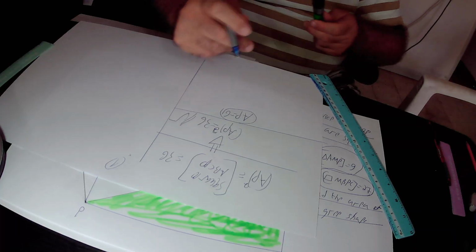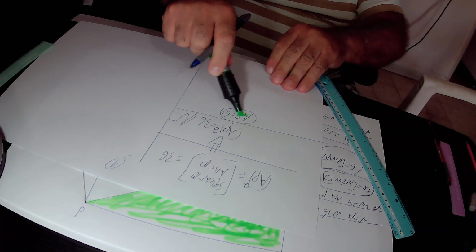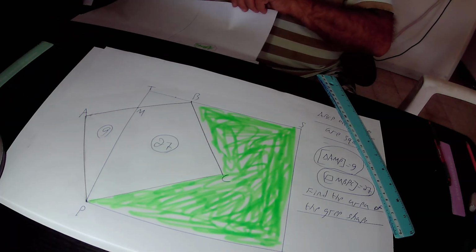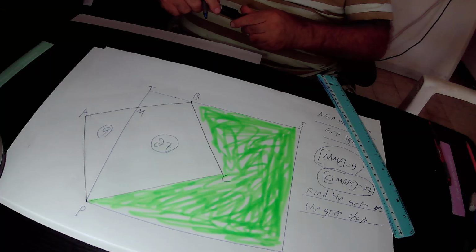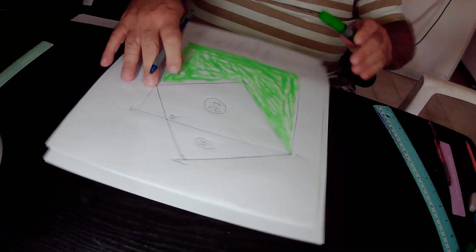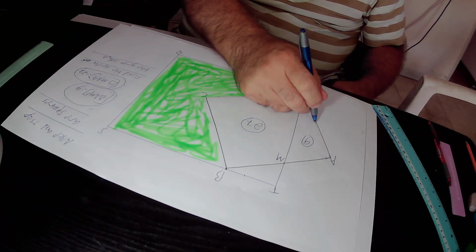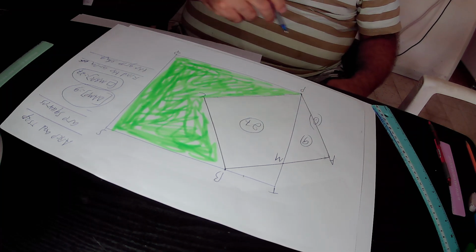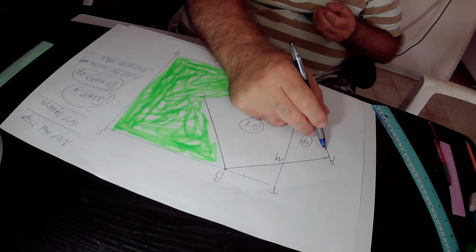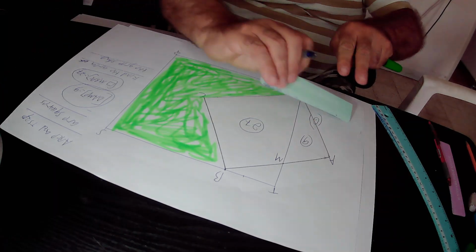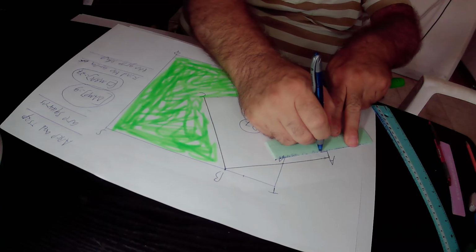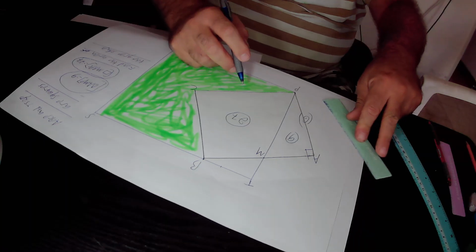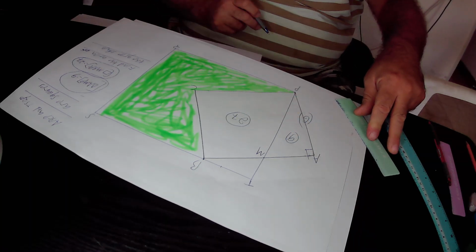So AP equals 6 units. This side AP is equal to 6 units. We know that all the angles inside a square are right angles. So in the small square ABCP, this is a right angle, and therefore triangle AMP is a right triangle.